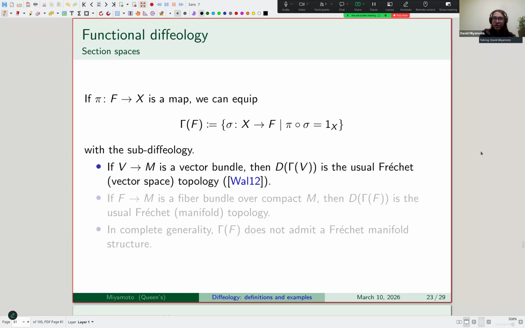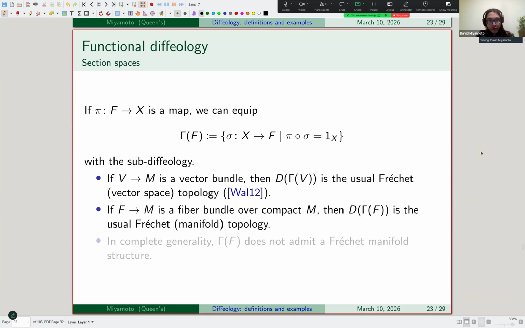Although possibly, I think Waldorf wrote down what people might have known informally. If I have a fiber bundle over a compact M, then again, I get the usual manifold topology on the space of sections. So diffeology is agreeing: when the Fréchet structures exist, we're getting them back. But in complete generality, for any M, for any F, this does not have some canonical Fréchet structure. That's what I was saying earlier about the function spaces with M non-compact. In complete generality, this will not have one, but it will always have a diffeology.